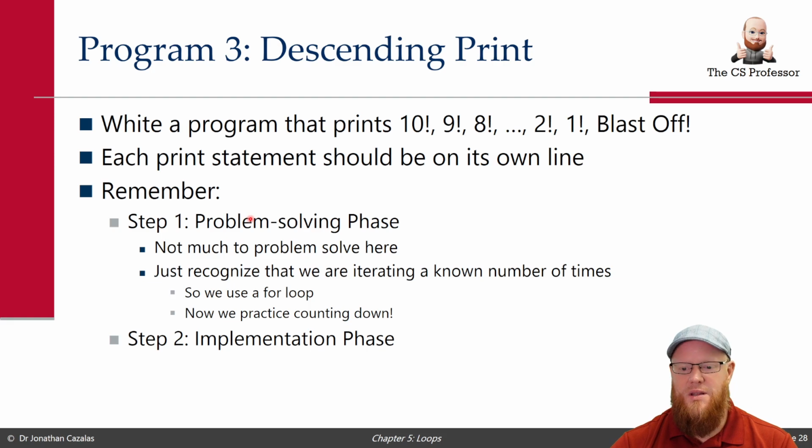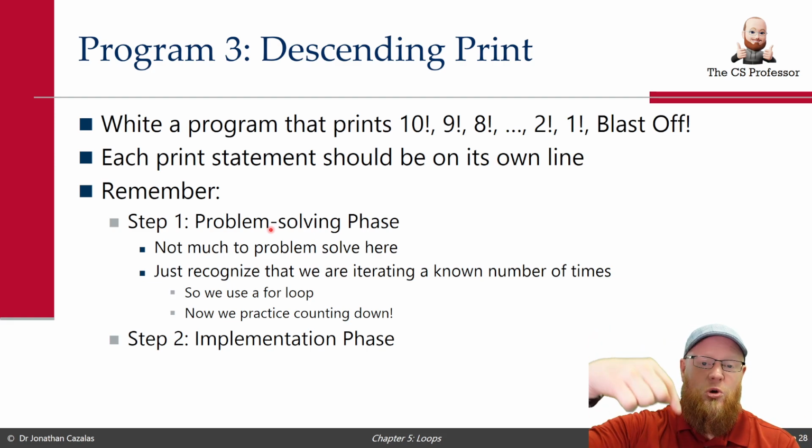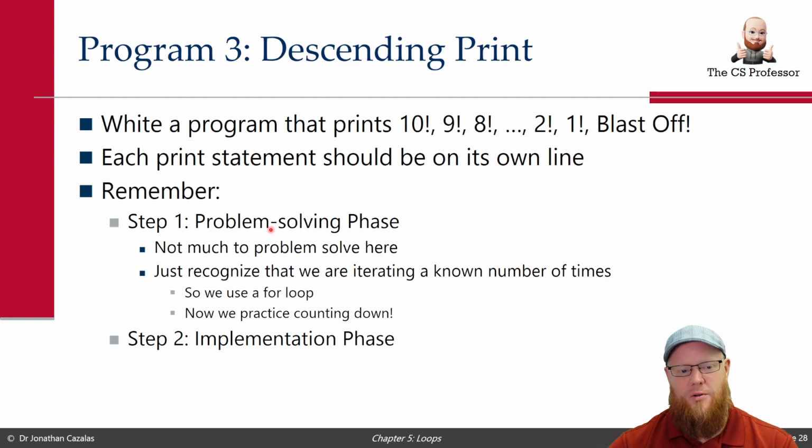Write a program that's going to print 10, 9, 8, 7, 6, 5, 4, 3, 2, 1, blast off. I'm not even going to go into detailed problem solving. There's not a lot to problem solve here. We just want to iterate a certain number of times. The purpose here is to practice another for loop, but this time we're decrementing, right?